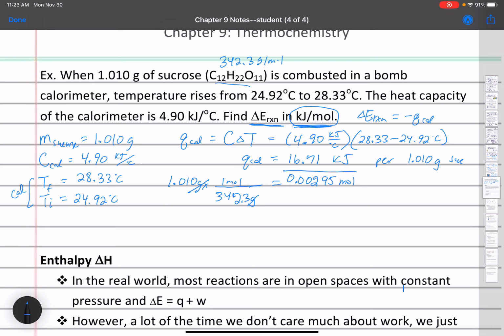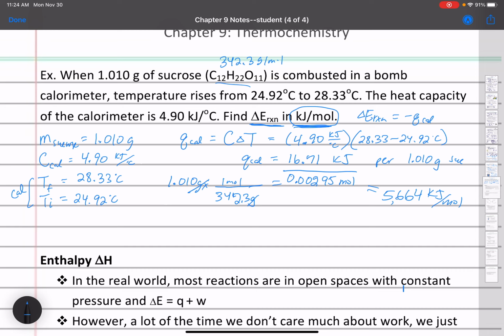All right, so if we want to know in kilojoules per mole, we just have to divide these two numbers. 16.71 kilojoules divided by 0.00295 equals 5,664 kilojoules per mole.